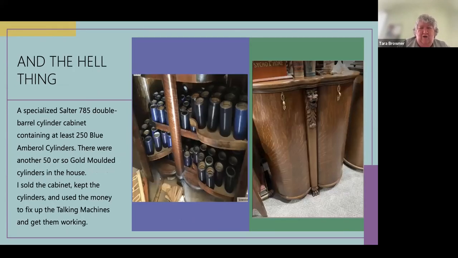Okay, and then what I call the hell thing. This was out in my uncle's workshop with stuff piled all over it, including the Amberola machine. And it contains about 250 or so cylinders. They seem to all be blue Amberols. They don't look like that in this, but what I have found out about blue Amberol cylinders is they actually come in a variety of bluish colors, almost all the way to black. And sometimes the only way you can really be sure is to go outside and put it in the sunlight and look at it. And there were another 50 or so gold molded cylinders in the house.